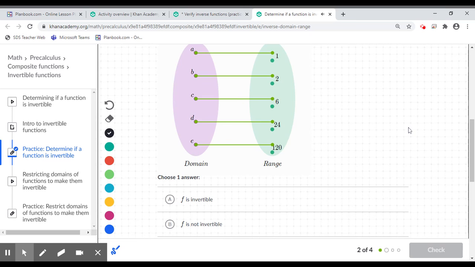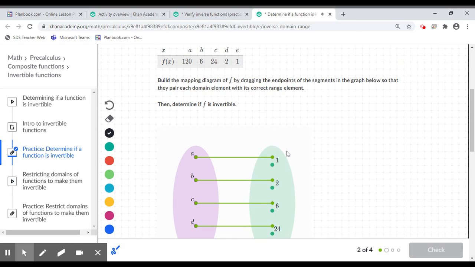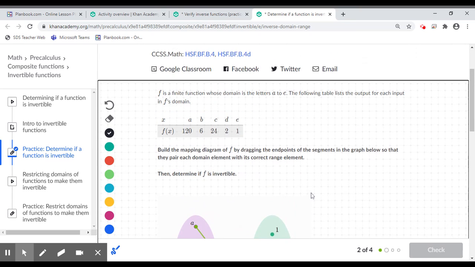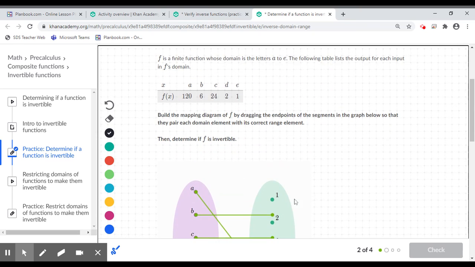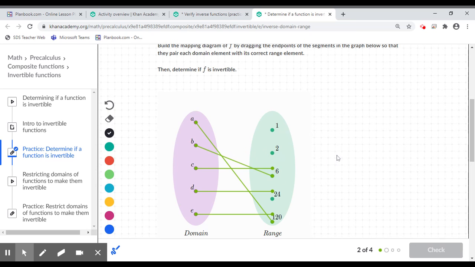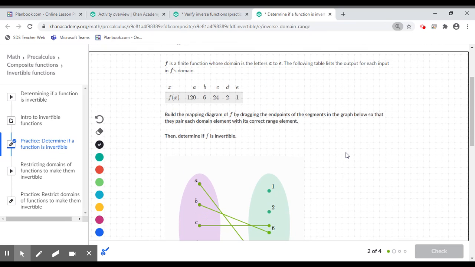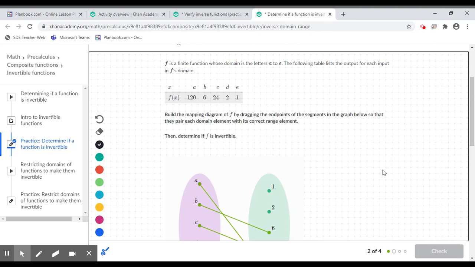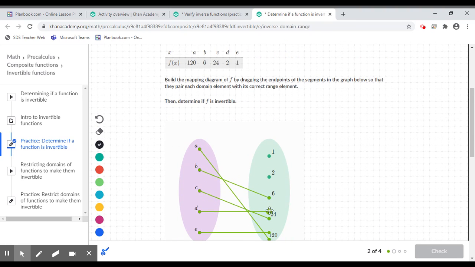Now let's do another one of these. All right, so A to 120. Back up. B to 6. C to 24. D to 2. And E to 1. Let me back up there. Make sure you get them lined up. Don't be off by a little bit and miss it.